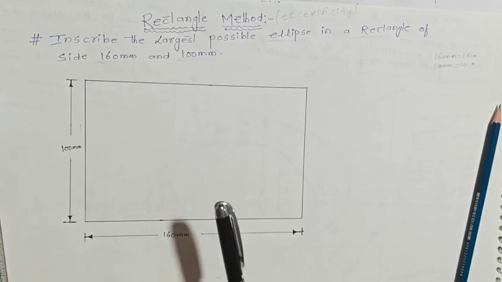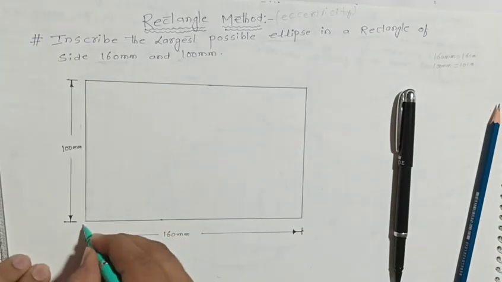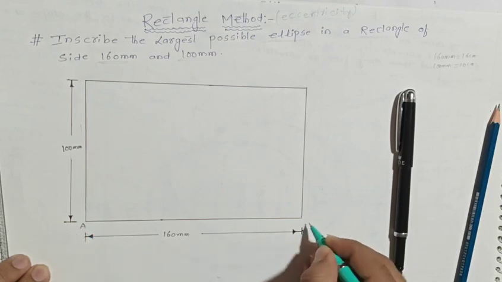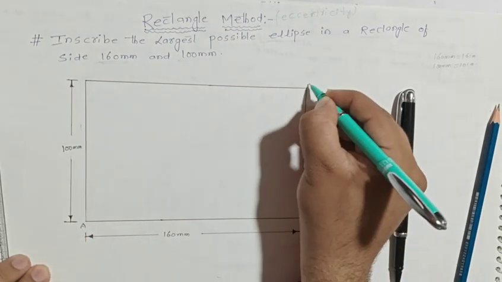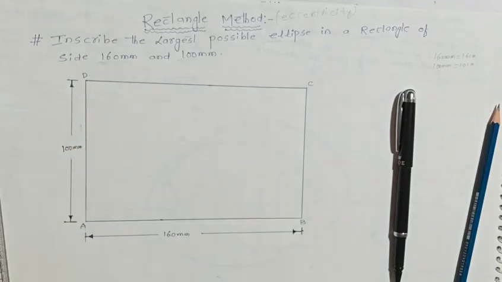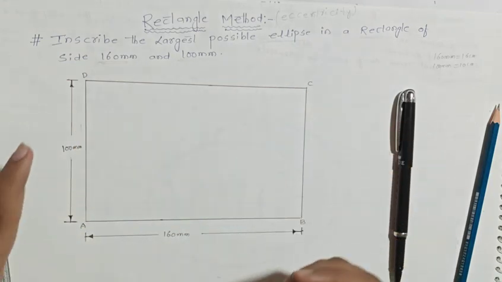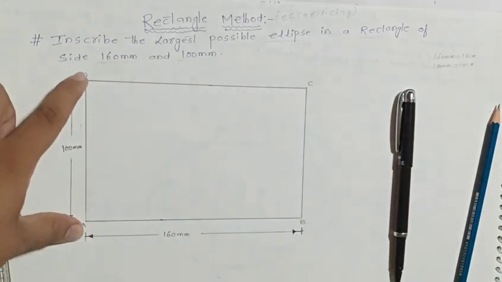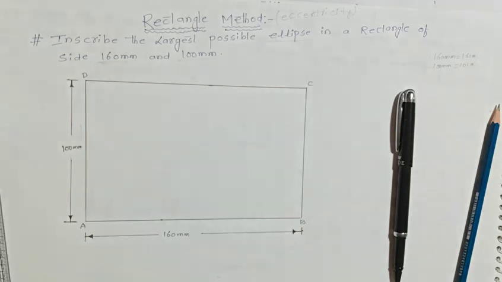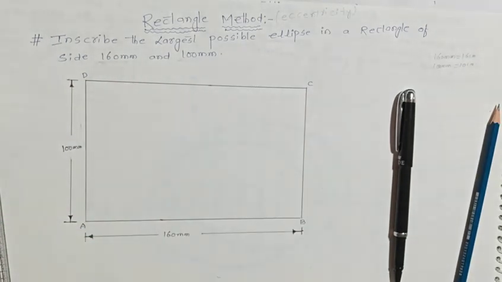Done. So we have to give the specific points for this rectangle: A, B, C and D. Clear? The length from A to B is 160 mm and D to C also 160 mm. The height from A to D is 100 mm and B to C also 100 mm. So just now we constructed the shape of a rectangle.